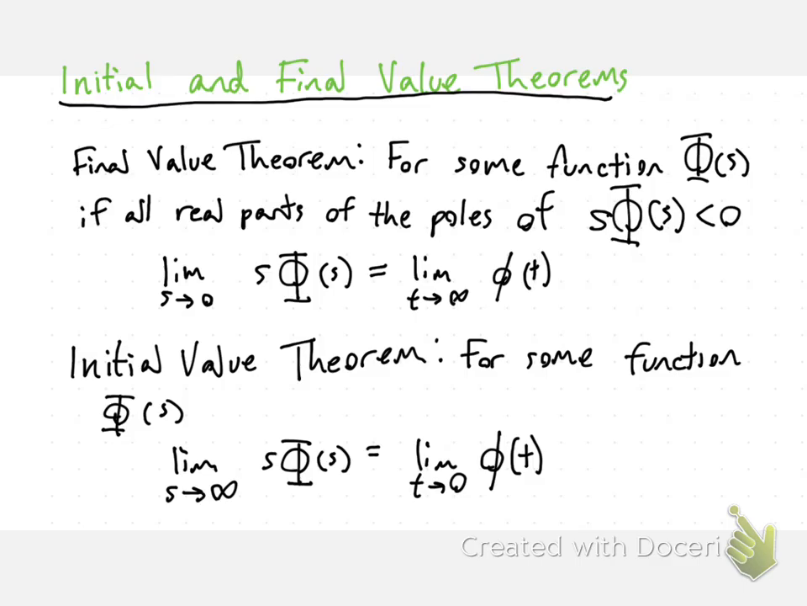And the reason we need to have all real parts of the poles of s times phi of s less than 0 is that that's going to be a system that has an equilibrium. So when we talk about stability, we'll get to that in the future, but if you had a sine function or a cosine function or a function that goes to positive or negative infinity, then the final value theorem does not work. So we always need to check for that.